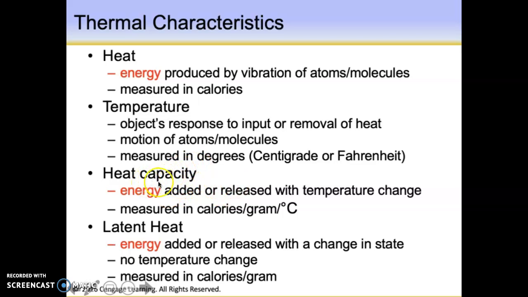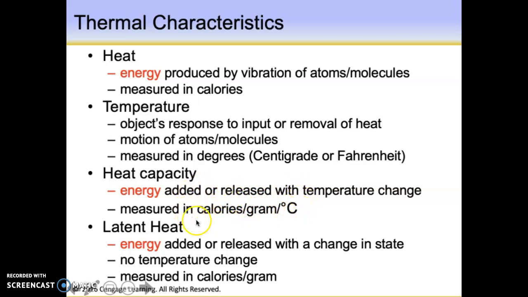Next term is heat capacity. The heat capacity is the energy added or released with temperature change. And we measure it in calories per gram per degree centigrade. So you'll see the term calories, which is a heat term, degrees centigrade, which is a temperature term, and gram, which is mass. So calories per gram per degrees centigrade.